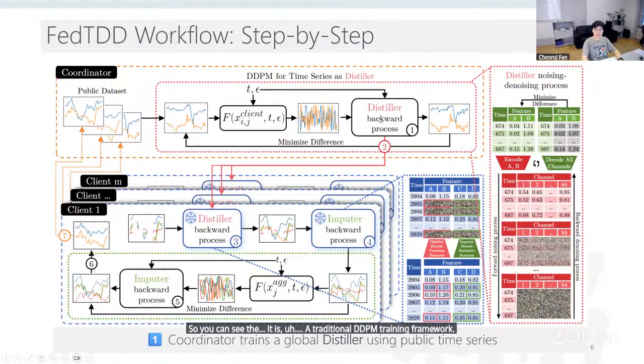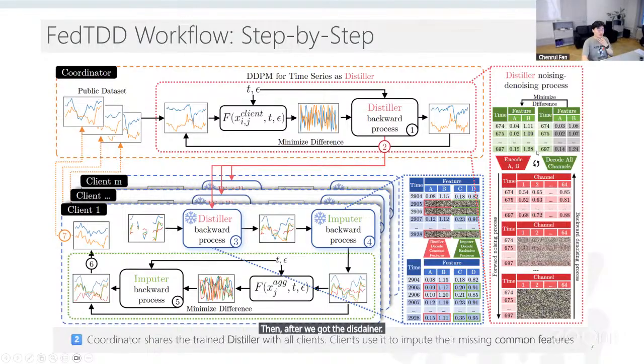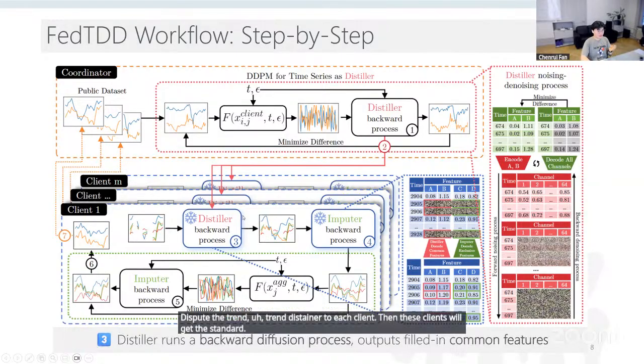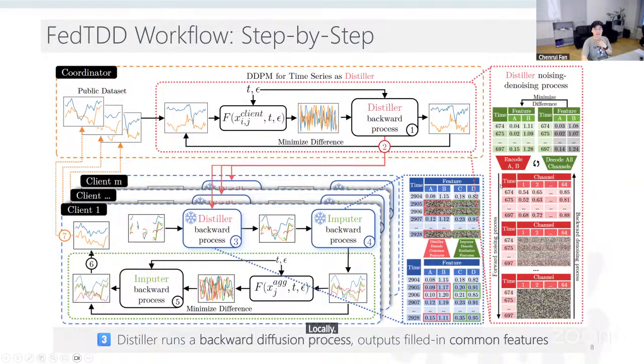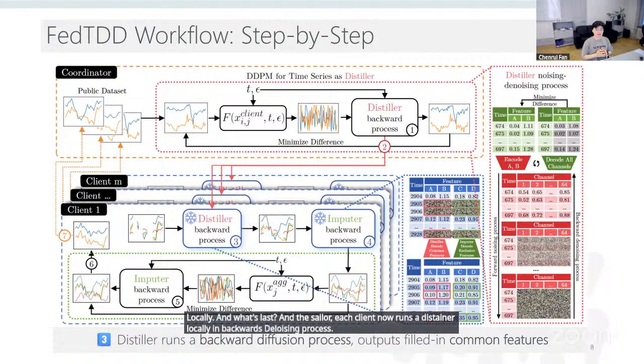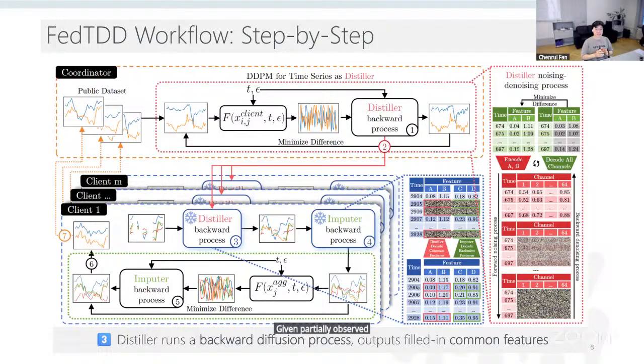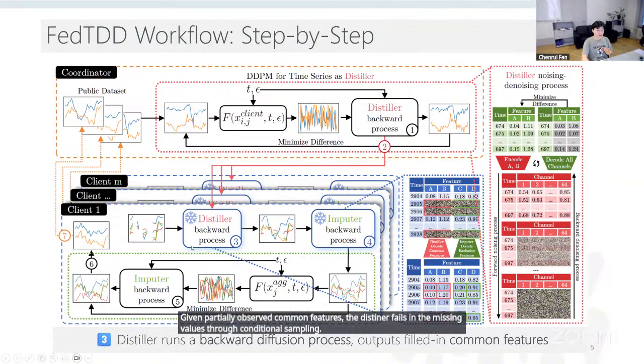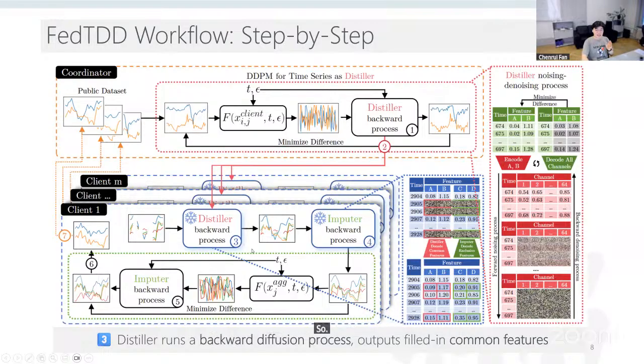Then after we got the distiller, we will distribute the trained distiller to each client. Then each client will get the distiller locally. And what's next? Each client now runs the distiller locally in a backward denoising process. Given partially observed common features, the distiller fills in the missing values through conditional sampling. So this step ensures that each client has complete versions of A and B.